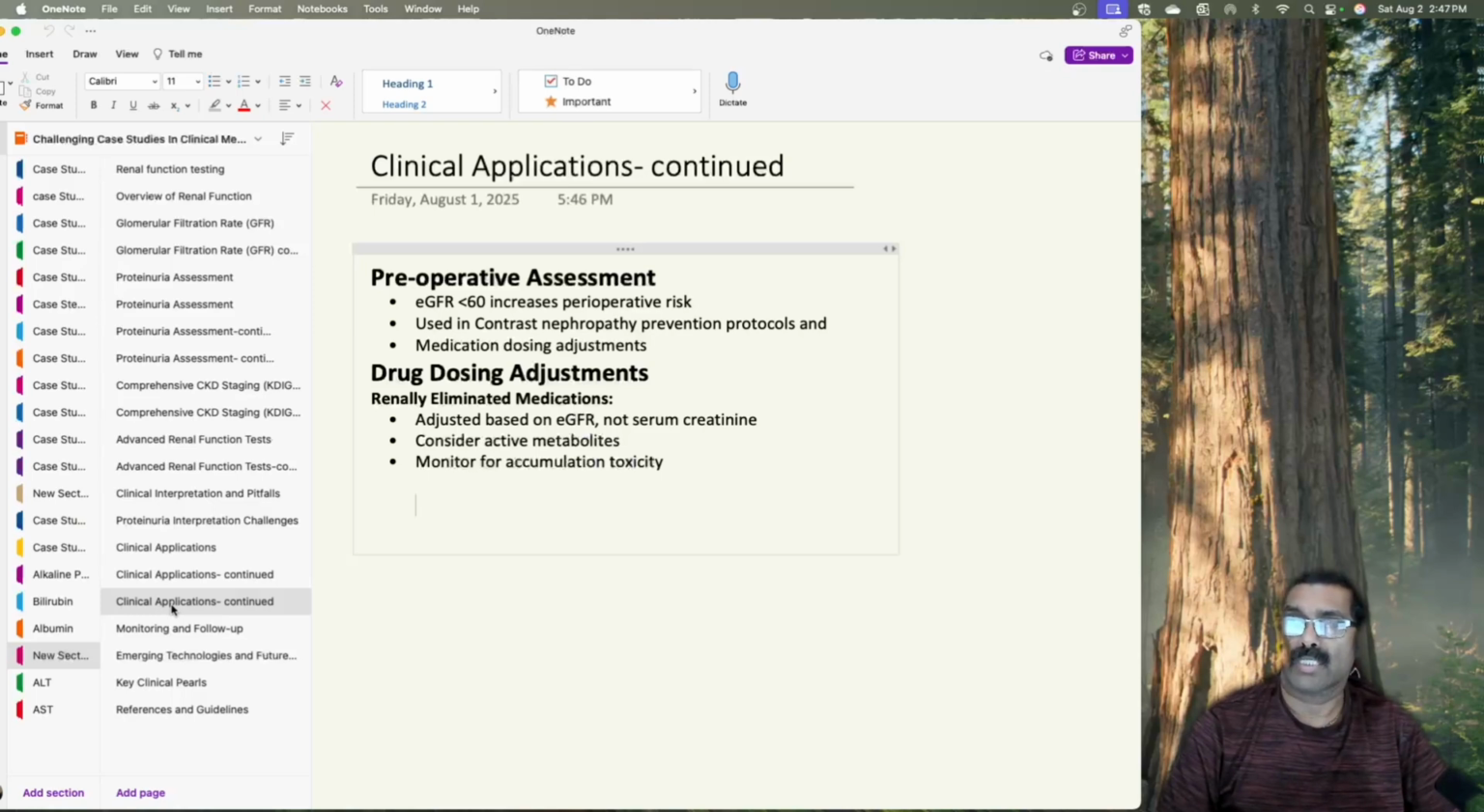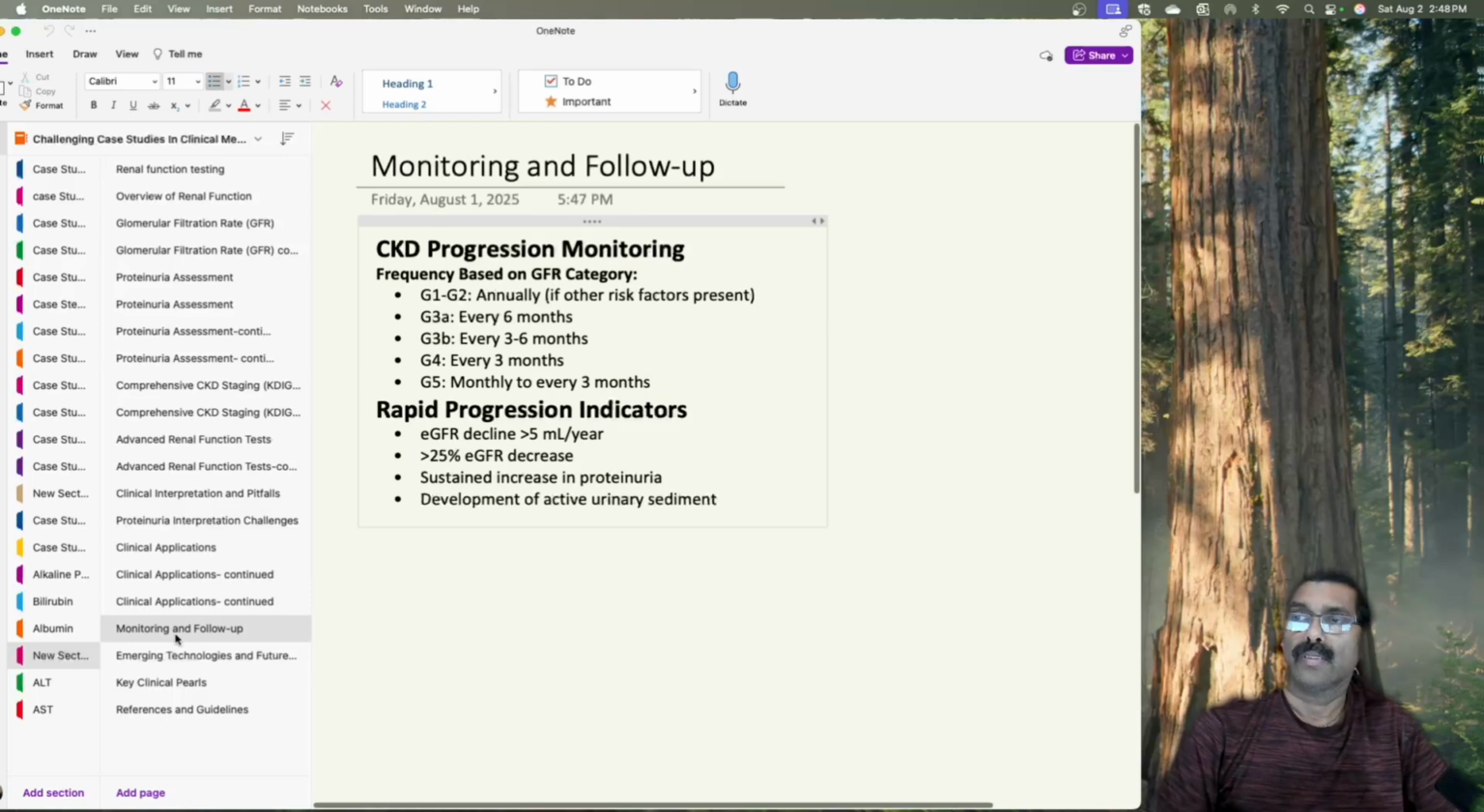Drug dosing adjustments. Renally eliminated medications are adjusted based on eGFR, not serum creatinine. Consider active metabolites. Monitor for accumulation toxicity. Monitoring and follow-up. CKD progression monitoring. Frequency based on GFR category.